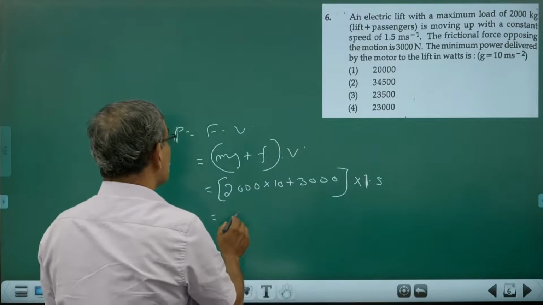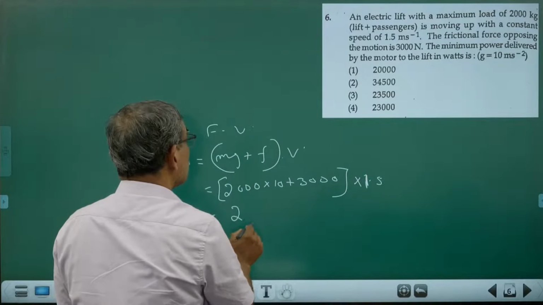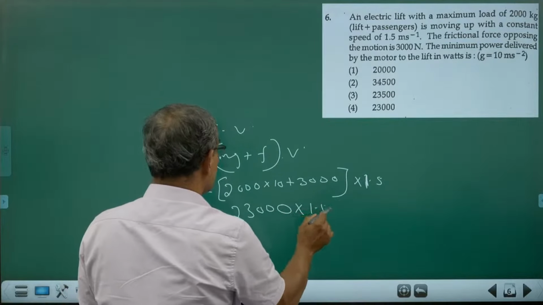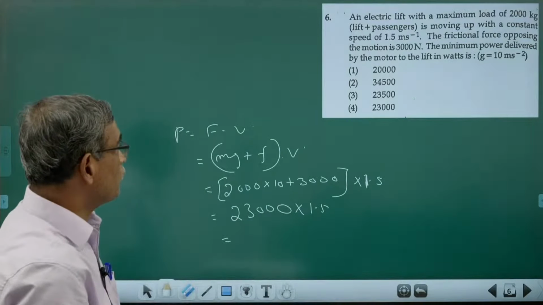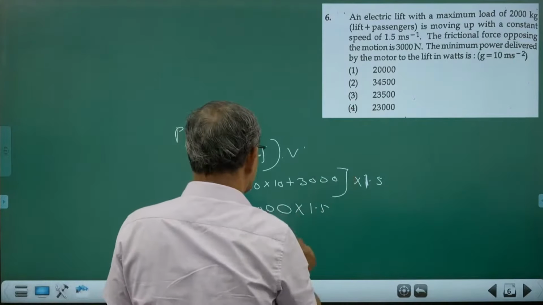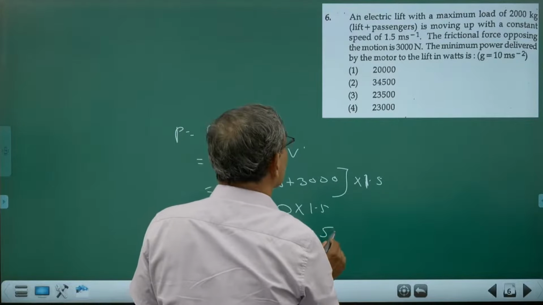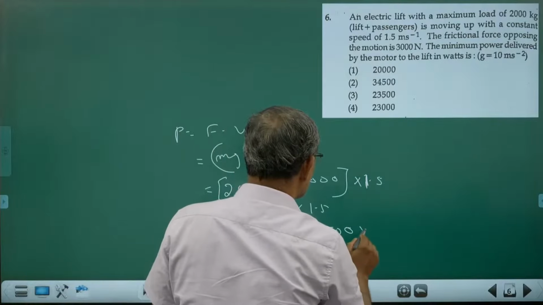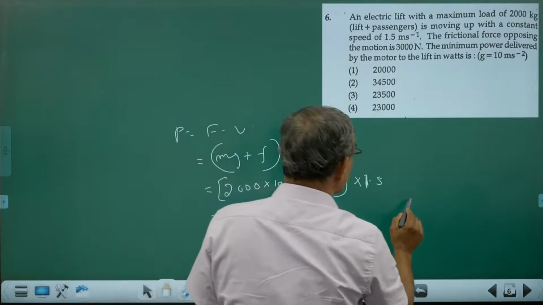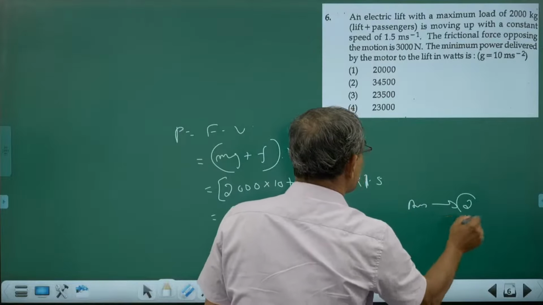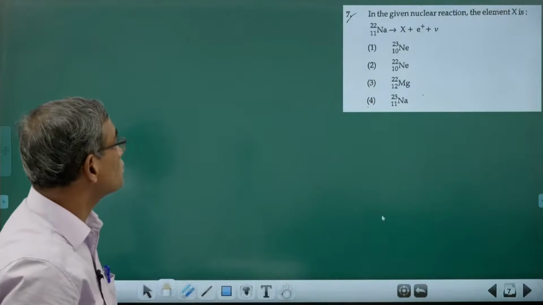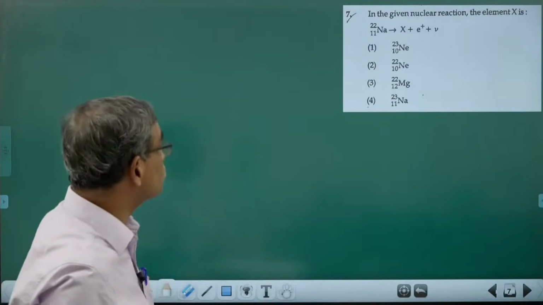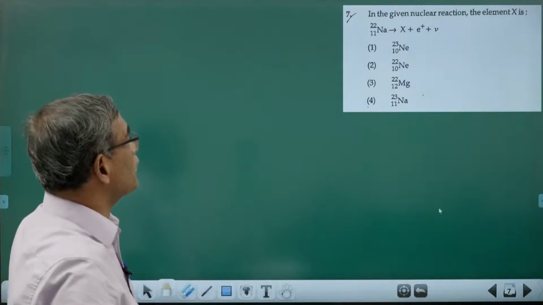So that is equal to 23,000 into 1.5. Multiplying the value is equal to 34,500 watt. So the option is equal to 2. So answer is 2. Another question. Option 2.